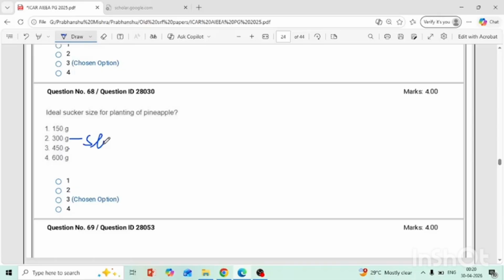Next one is, rosette usually first appears in the summer season. First appears. Okay, first appears means when it will show the first symptom.